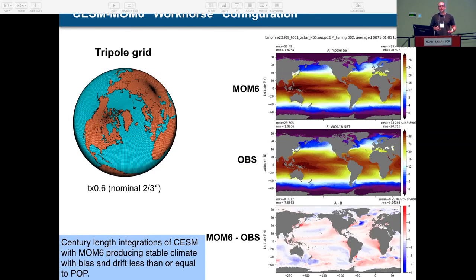So that's why it's called a tripole grid. The workhorse configuration now has a resolution of 2/3 of a degree in the horizontal, again with equatorial refinement up to 1/4 degree. We have already performed century-long integrations with CSM MOM6 in fully coupled mode, and I'm showing you here a plot on the right of the SST bias compared to the observations over the last 30 years of the simulation. The bottom line is that as of now, it is producing a climate with biases and drifts very similar to what we get with POP. We are very actively working on this configuration with other components towards CSM3.